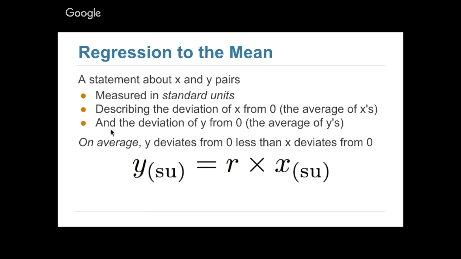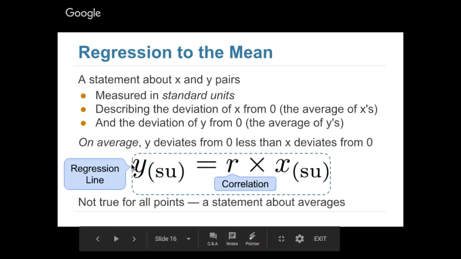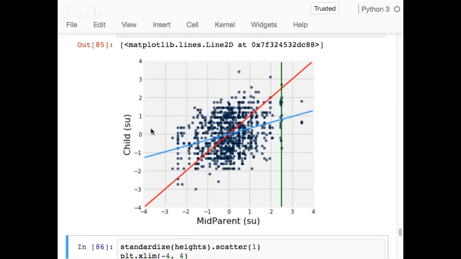Okay. All right, so this is a correlation. This is our regression line. And again, it's not true for all points. It's a statement about the average point. The average point will be on this line. Okay, so let's take a look.